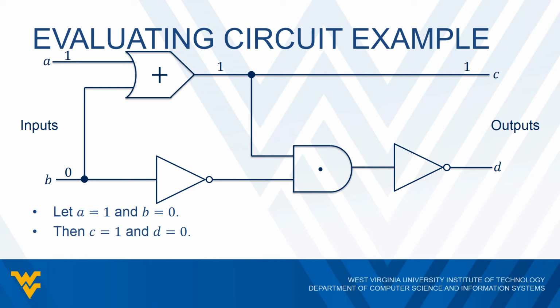Now let's figure out D. We first need to take care of the not B part. Not 0 is going to be 1. We also know that the other input for our AND gate is going to be the result of A or B, so that's going to be 1. So 1 and 1 is going to be 1. Then the not of 1 is going to be 0. So sure enough, this is how we can use the circuit to evaluate our expression, or evaluate the circuit itself.